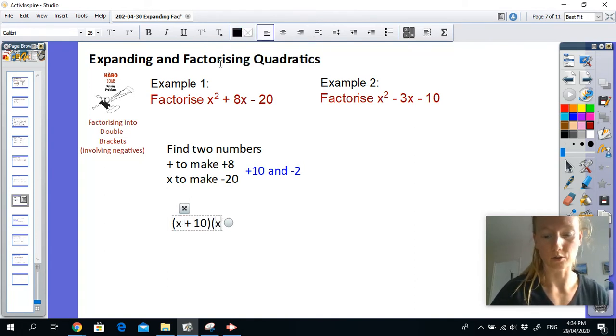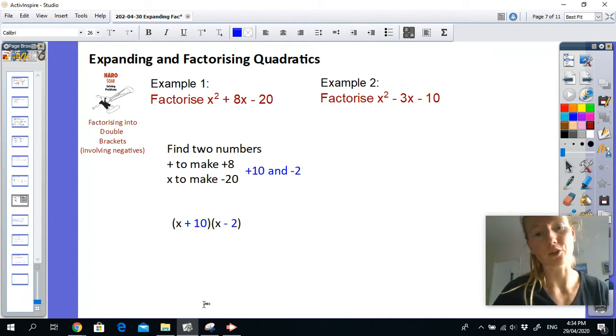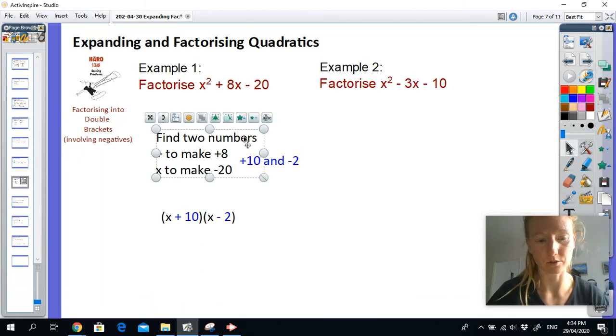And then our method is just the same. We use those two numbers as the two numbers inside our two brackets. Okay. So we'll go through example 2 together. But if you want to have a go at example 2 before I go through it, pause it now and have a quick go. Otherwise, again, we're going to find those two numbers.